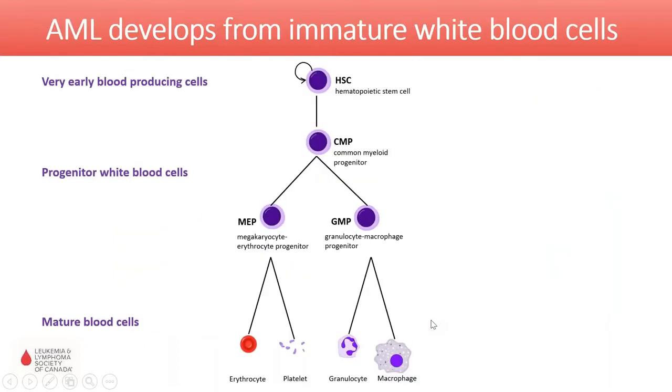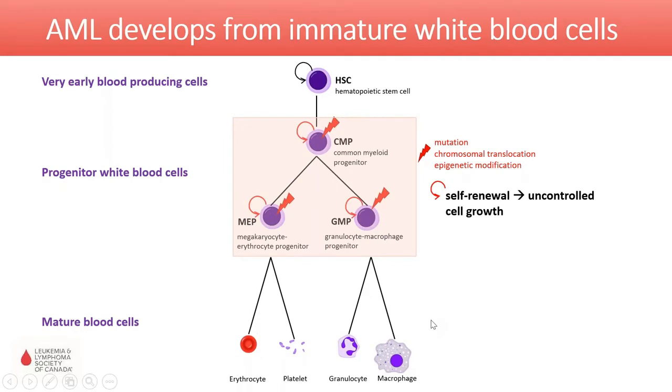When you look at AML, we learned within the last 20 to 30 years that acute myeloid leukemia develops from immature white blood cells. So at the very top of this picture, you have a hematopoietic stem cell, which is the most primitive cell. It's the queen of all hematopoietic cells. And from there, we have a common myeloid progenitor cell. So this is a cell which is already biased to produce either erythrocytes, platelets, granulocytes, or macrophages. And this is the white blood cell count we are measuring. And from these progenitors, more committed progenitors derive, and from them, mature blood cells arrive.